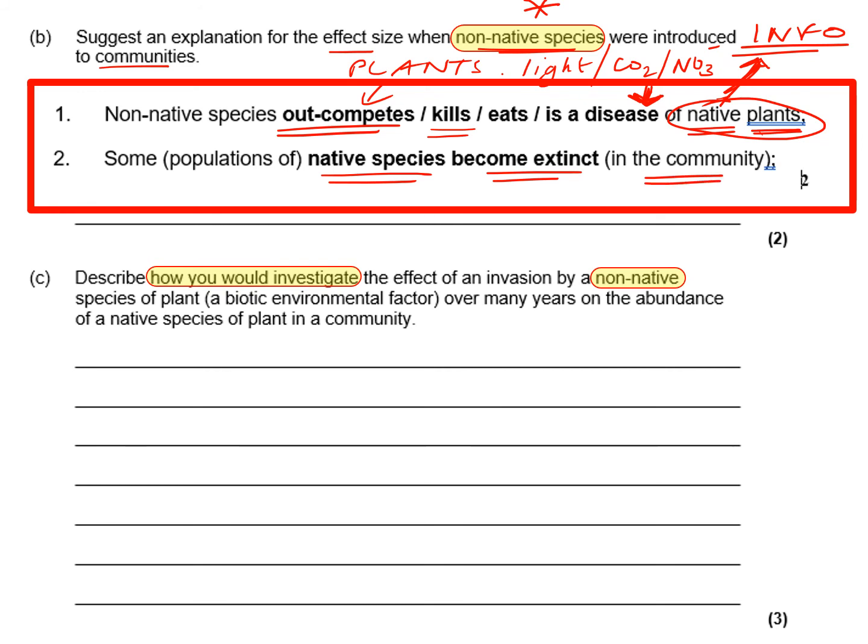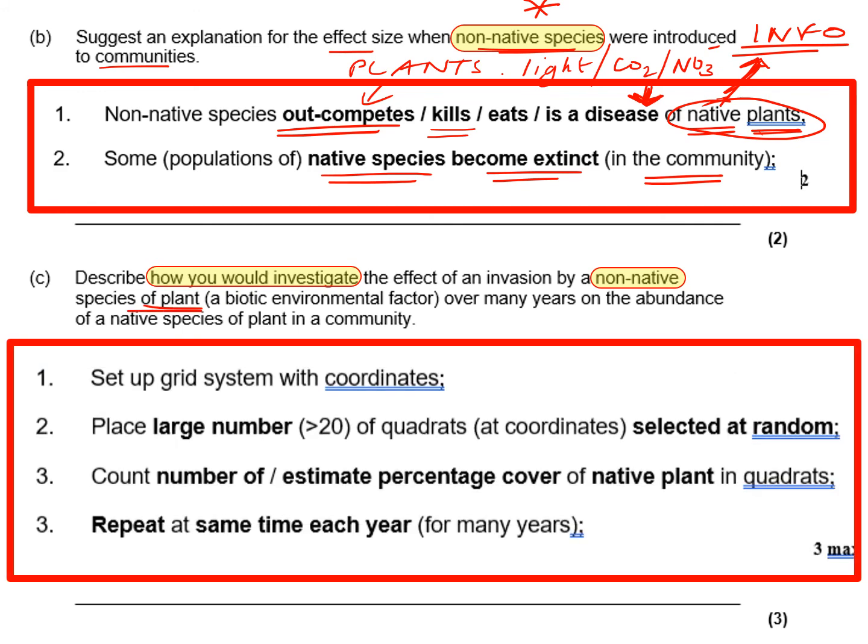Now, describe how you would investigate the effect of an invasion of a non-native species of plant. So this time it is talking about the non-native species, that's the one that's being introduced into that area, is a type of plant, species of plant. So we know this is going to compete, like we said at the top, for the native species of plants for light, CO2, nitrates, water, etc.